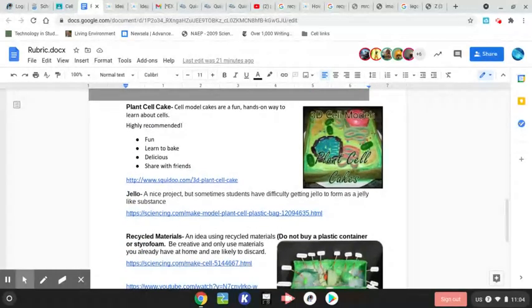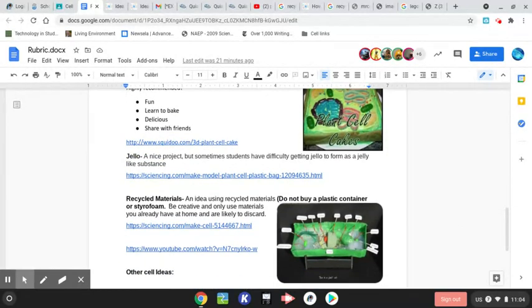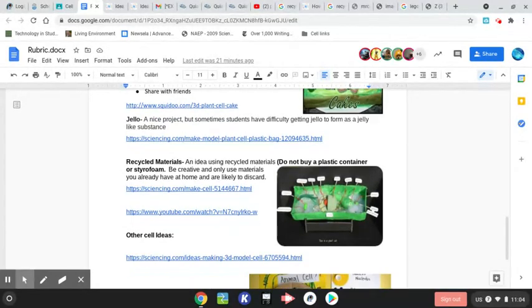Okay, there's a link for making a cake. Do you have to make it exactly like that? No, be creative, but there's an idea for you with a link. Jello is one that students have done in the past. They put things in the Jello. I will say that sometimes students have a hard time getting the Jello to firm up, so be wary of that. I don't know why they have that problem. I haven't made the Jello model myself, but be aware of that when you choose your model.